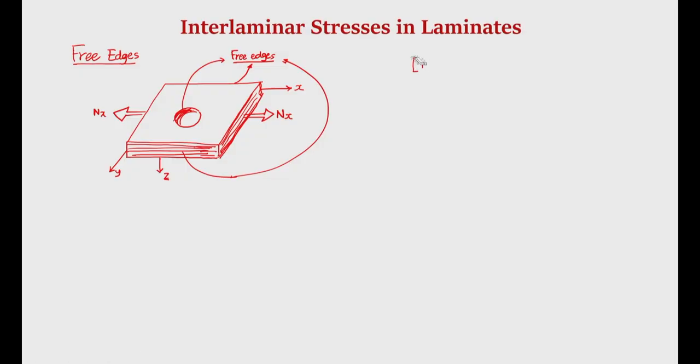Therefore, for the sake of explanation, we have taken an angle laminate, and we have shown how tau xz is developed. We have taken a cross ply laminate and we have shown how tau yz and sigma z are developed. Now, for any general laminate, all these three stresses may be there at the free edge.